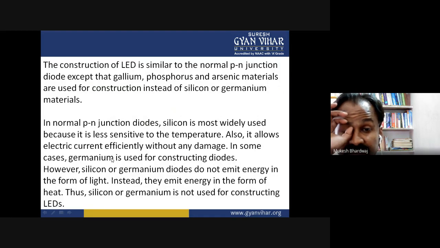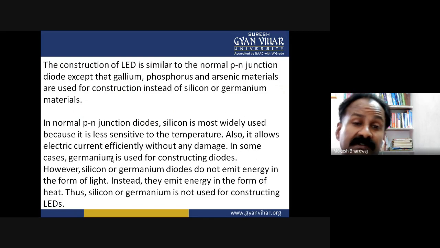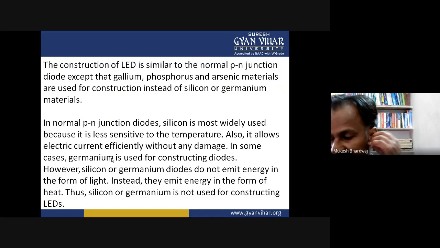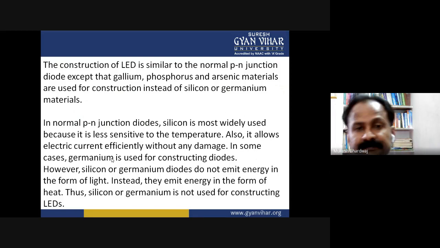The construction of LED is similar to the normal PN junction diode, except gallium, phosphorus, and arsenic materials are used for the construction instead of silicon or germanium metal. So LEDs are nothing but normal diodes, but the construction of LEDs is with the help of some other materials like gallium, phosphorus, and arsenic.